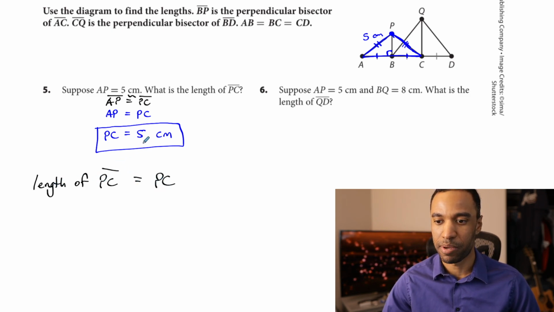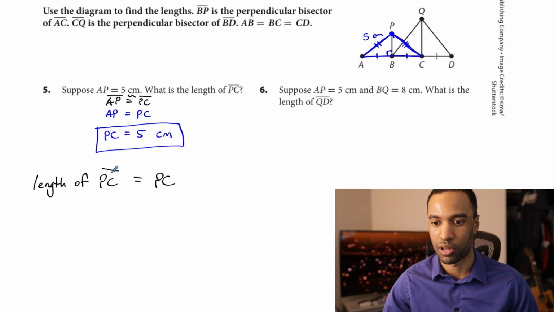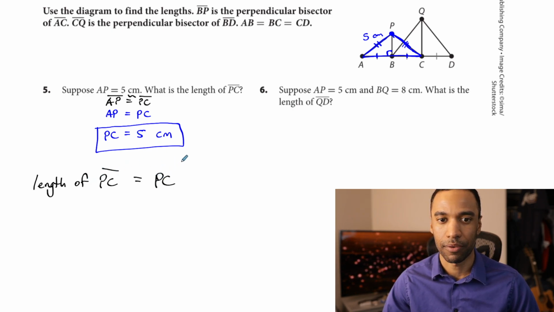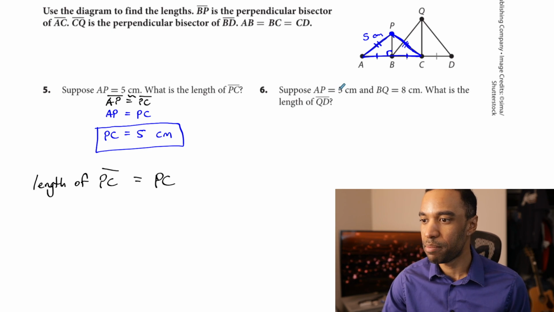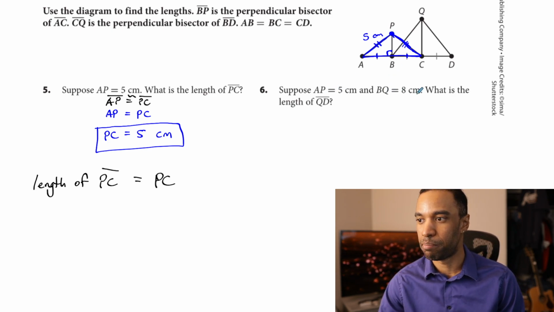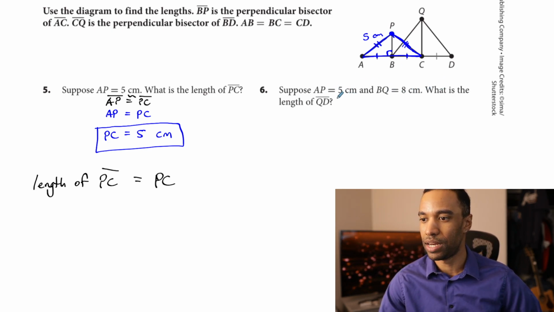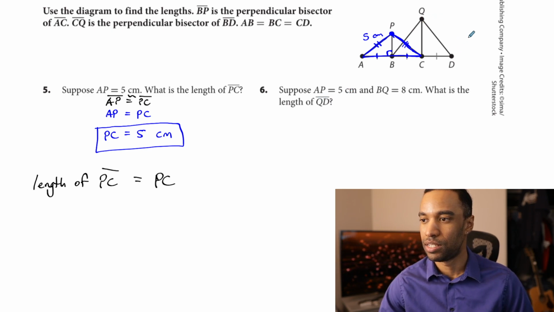So you can either write length of PC is 5 centimeters or PC is 5 centimeters, as long as it either has the bar here or doesn't have the bar there. Anyway, moving on. Number 6, suppose AP is 5 centimeters like last time, and BQ is 8 centimeters. What is the length of QD?